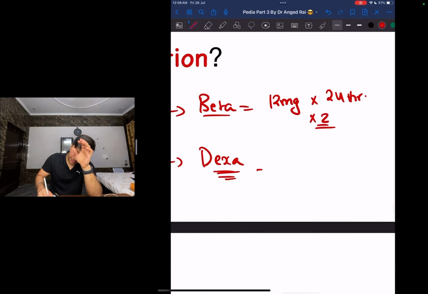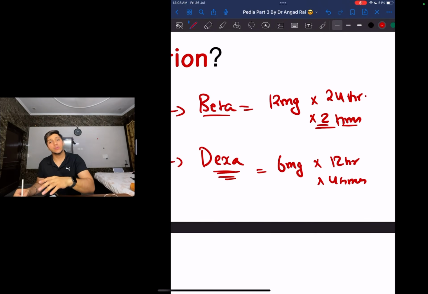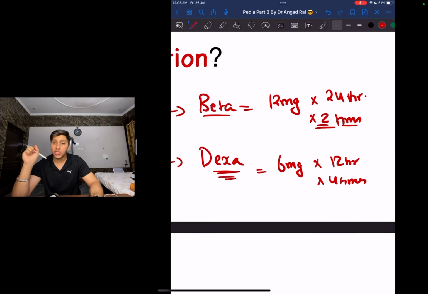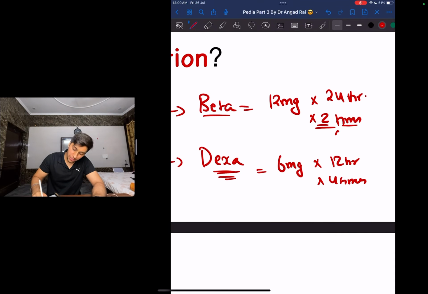Dexa we will be giving 6 milligram 12 hours apart 4 times. At the end the value is same but the different numbers. So remember how I remember this, beta means 2, so 12 milligram 24 hours apart 2 times. Dexa will be 6 milligram, 4 doses will be given 12 hours apart. These are times any doses.